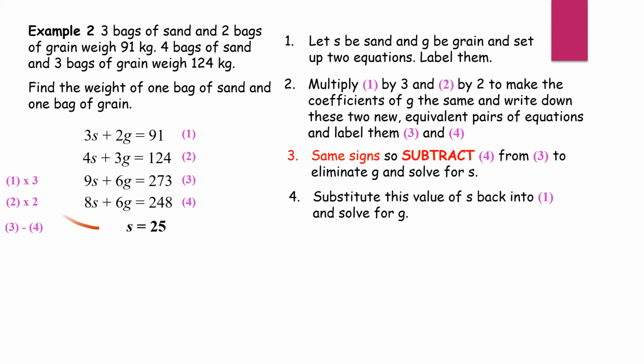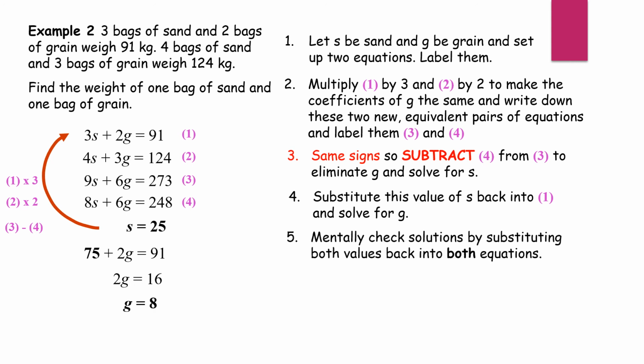Now we've got a value for S. We're going to substitute this back into equation 1, and we're going to solve for G. So 3 times 25 gives us 75 plus 2G equals 91. If we take away 75 from both sides, we're going to get 2G equals 16, and then we're going to divide by 2 to get G equals 8.